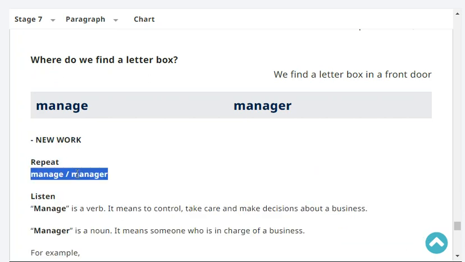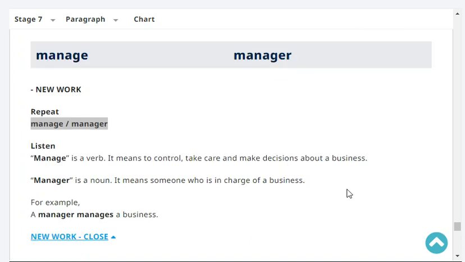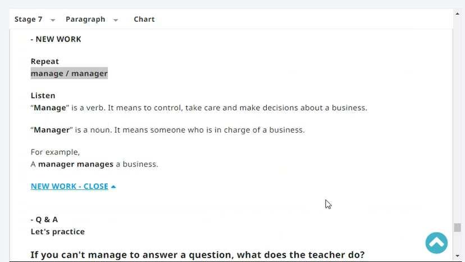Damage? Manage. Manage. Manager. Very good. So, manage is a verb. It means to control, take care, and make decisions about the business. Manager is a noun. It means someone who is in charge of a business. For example, a manager manages a business.